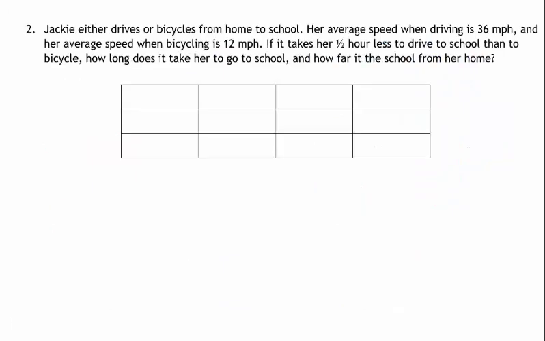Okay, let's take a look at another example. Jackie either drives or bicycles from home to school. Her average speed when driving is 36 miles per hour, and her average speed when bicycling is 12. If it takes her half an hour less to drive to school than to bicycle, how long does it take her to go to school? And how far is it from school to her home?